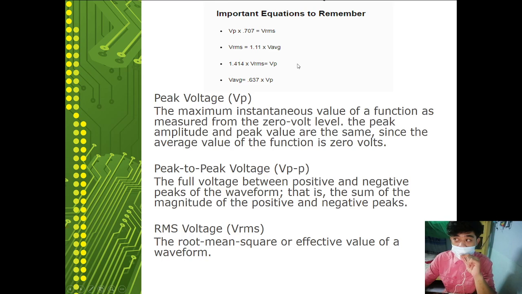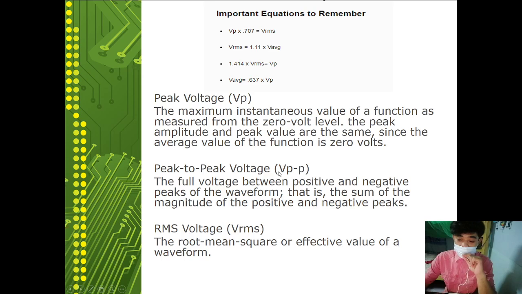If you have a volt peak of 240, let's say, to find the voltage RMS, we would multiply it by 0.707. To find the average, we would multiply 0.637 times the voltage peak. Peak voltage is the maximum instantaneous value of a function as measured from 0 volt level. The peak amplitude and the peak value are the same since the average value of the function is 0 volts.